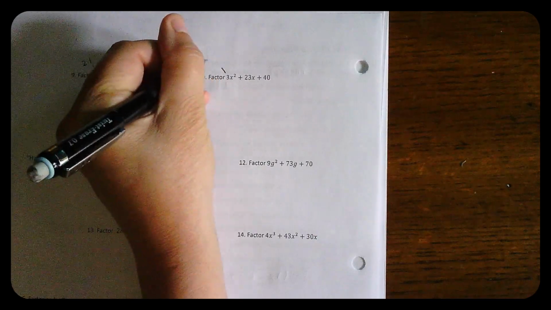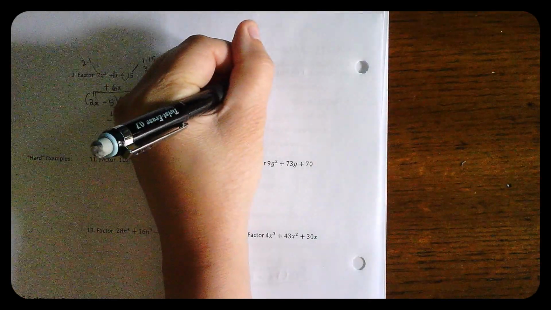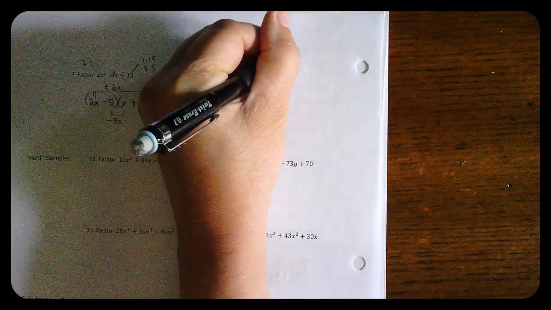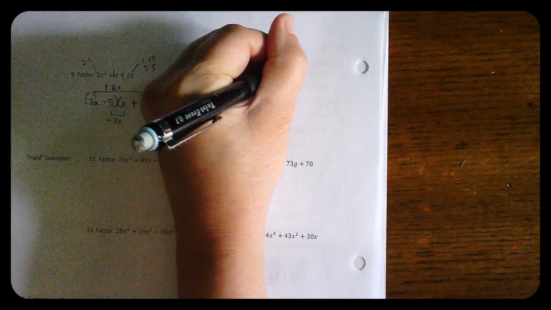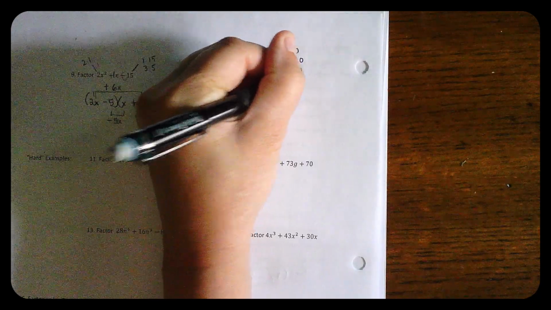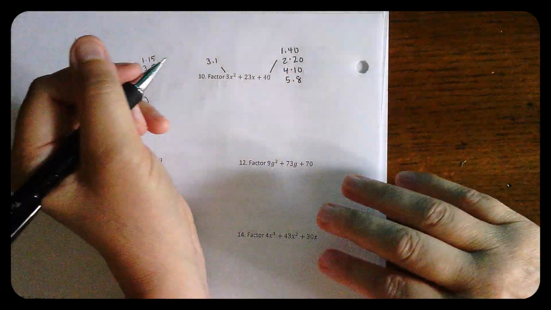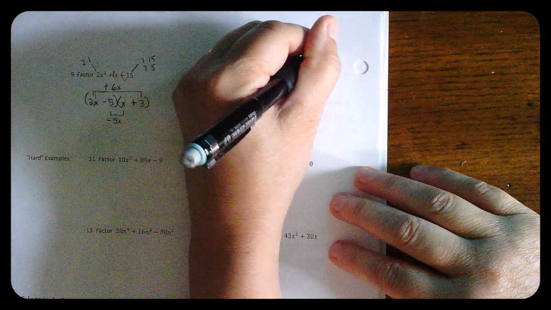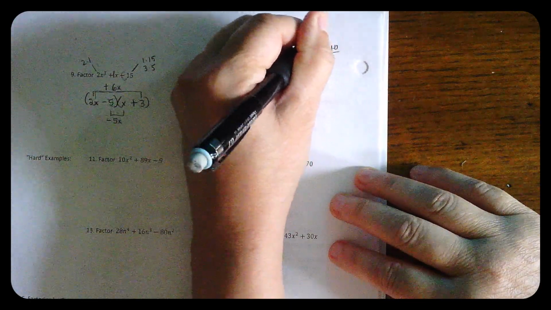Check the factors of 3, 1 times 3, and the factors of 40, 1 and 40, 2 times 20, 4 times 10, 5 times 8. If you won't need to use your calculator, you would put in y equals 40 over x. You hit the table.